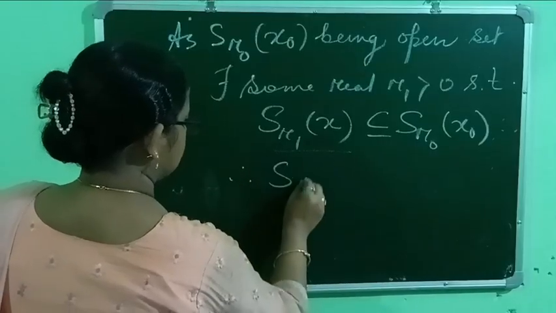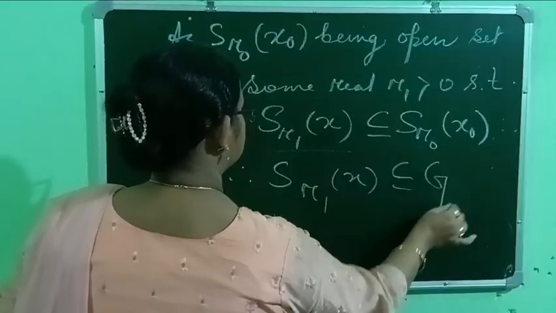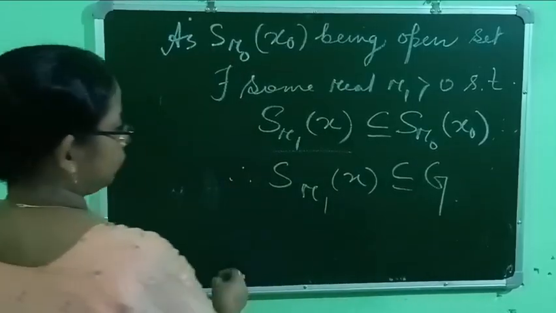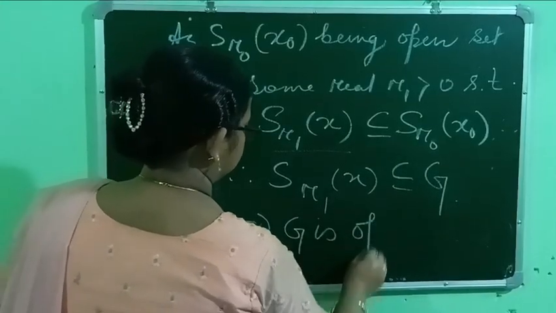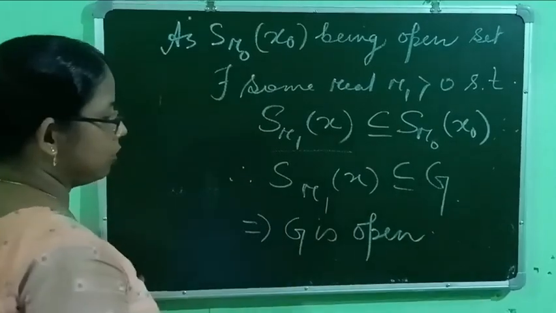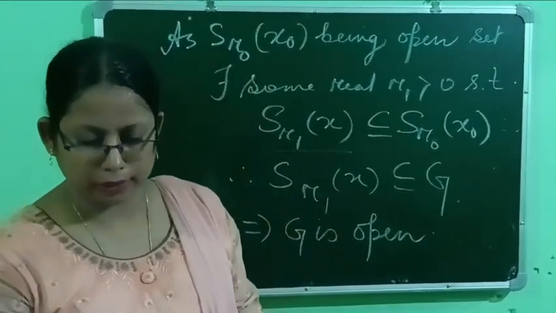This S_r0(x0) being a subset of G, therefore S_r1(x) is a subset of G. This implies G is open. Hence the theorem. With that, I would like to conclude. Remaining will be in the next lecture. Thank you.